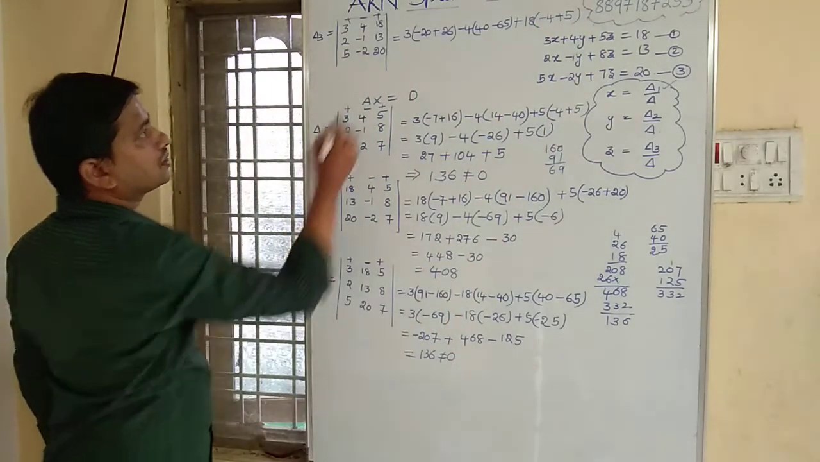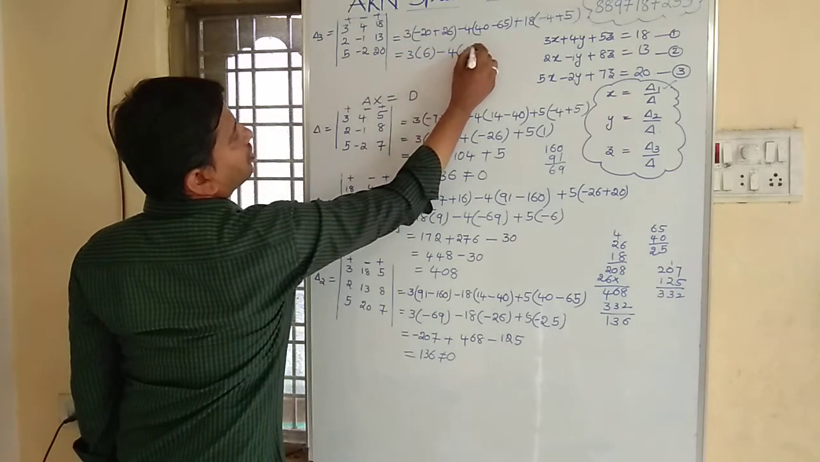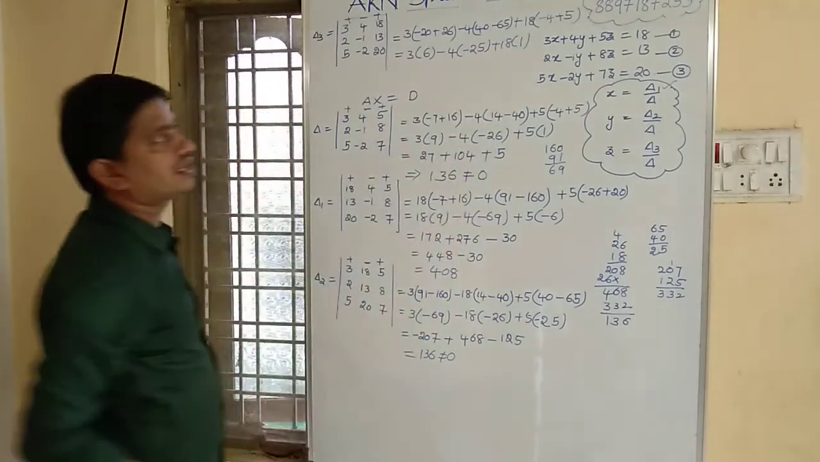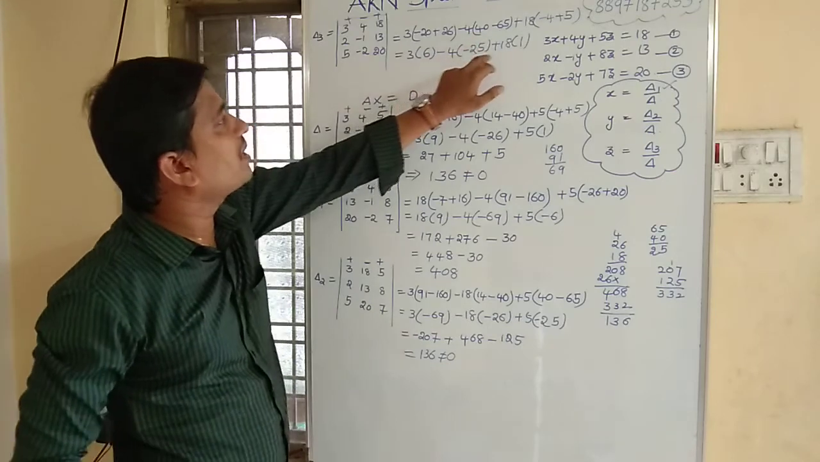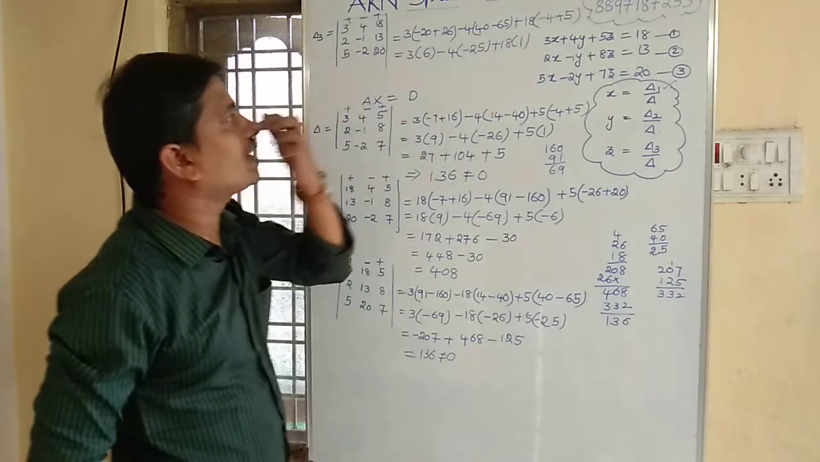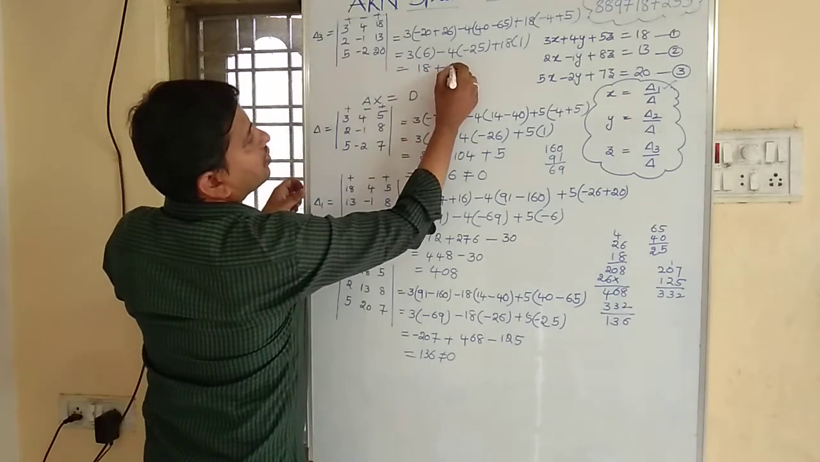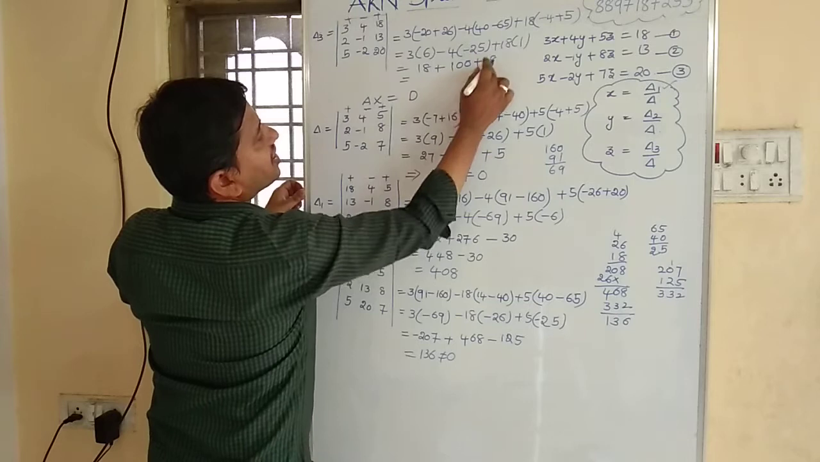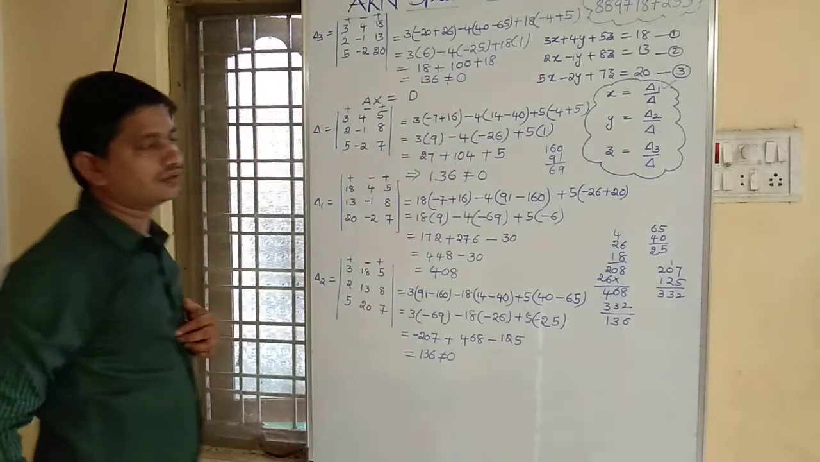right? 3 into 6 minus 4 into minus 25 plus 18 into 1, children. 26 minus 26, 40 minus 65 minus 25, minus 4 plus 5 is 1. 18 plus 25 4 is 100 plus 18. 18 plus 18 is 36 plus 100 is 136, which is also not equal to 0.